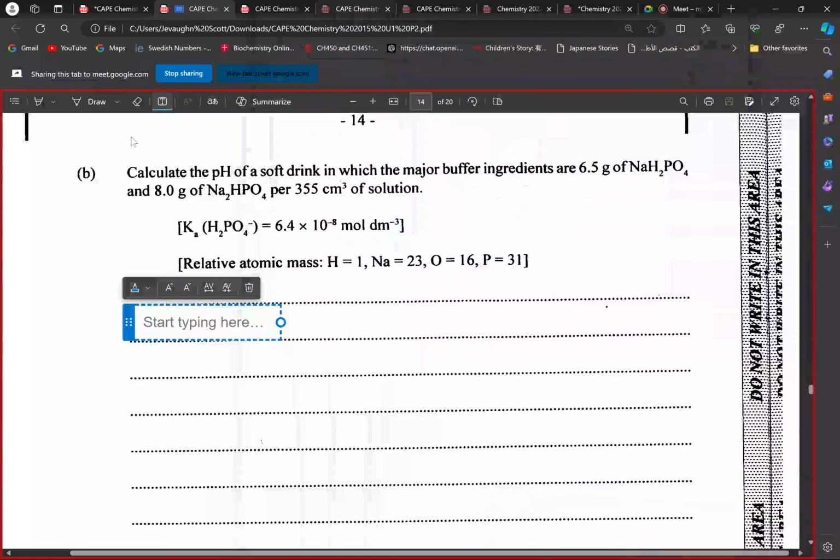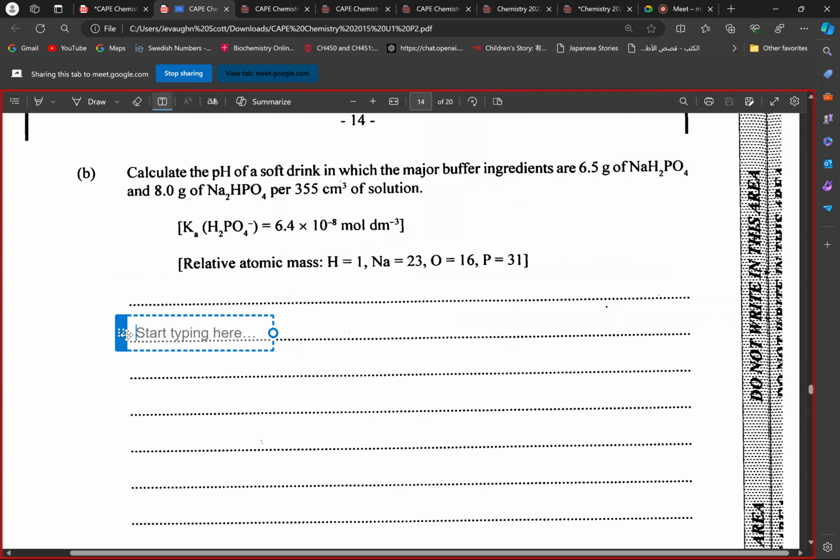All right, so back to 2015, question one. We're asked to calculate the pH of this soft drink. So what are the steps we'll take? We have pertinent information. What do we need to do to calculate the pH of a buffer? What's the equation?